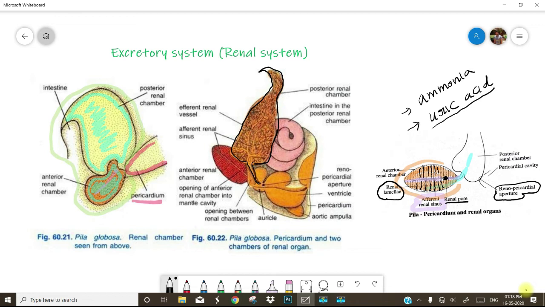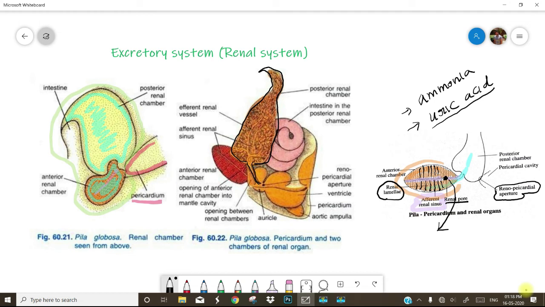The process of excretion is by simple diffusion. From the circulating blood in the kidney, waste products diffuse into the lumen of the kidney, and those waste products accumulate in the excretory fluid, and later that excretory fluid is expelled through the renal pore to the branchial chamber, and that way excretion is performed in Pila.